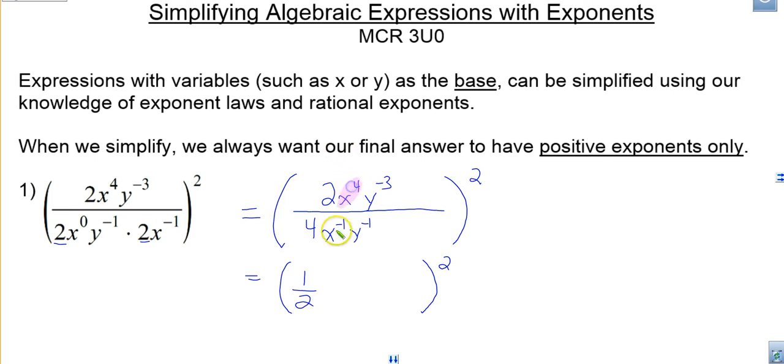Now at this point, I can start dividing my variables. So x to the power of 4, I can divide that by x to the power of negative 1. Now, we would subtract the exponents, but what we have here is 4 subtract negative 1. And as we know, if you subtract a negative number, it's like addition. So x to the power of 4 divided by x to the power of negative 1 is actually x to the power of 5. Now, over here, I can do y to the power negative 3 divided by y to the power negative 1. So again, I want to subtract the exponents, and because I'm subtracting negative 1, it's the same thing as adding 1, so I'll get y to the power of negative 2.